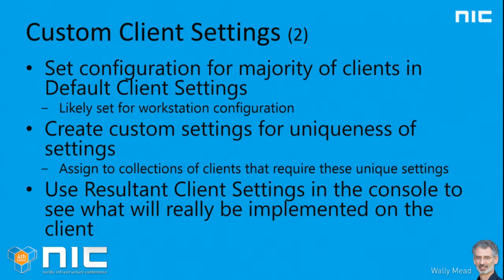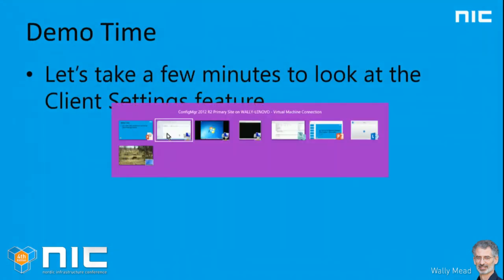Because a single client can be in multiple collections, which could have numerous different custom settings on them. Most of the time you only have a handful, so it's pretty easy to figure out. But in the console now in R2, we added a capability for you to see what that resultant set of policies is going to be. So very, very easy for you to track what should get implemented on your client computers in the end result.